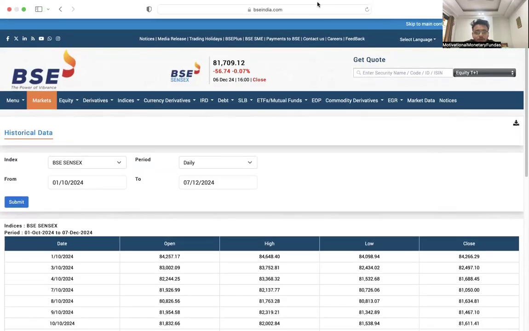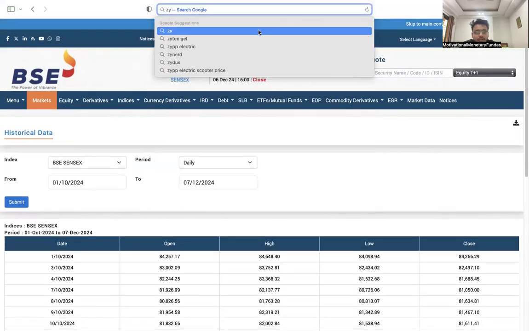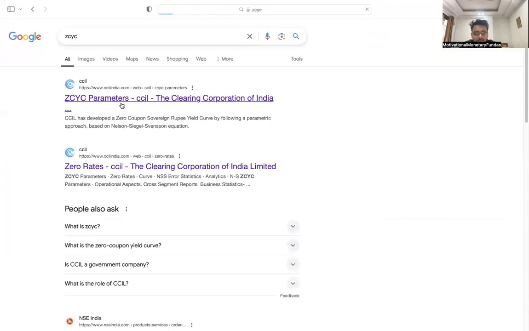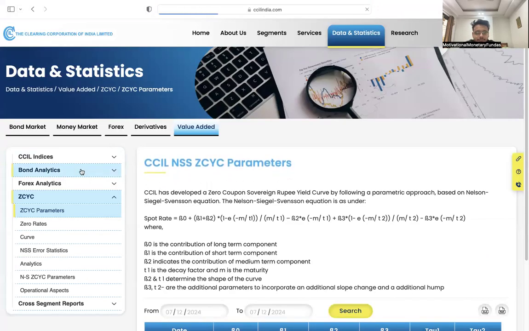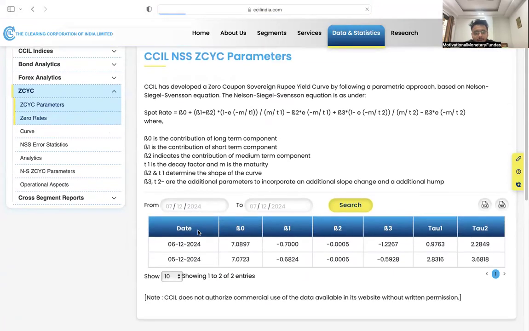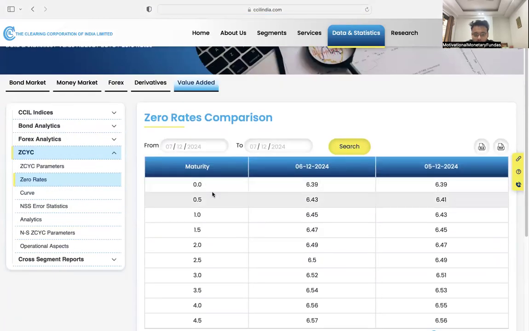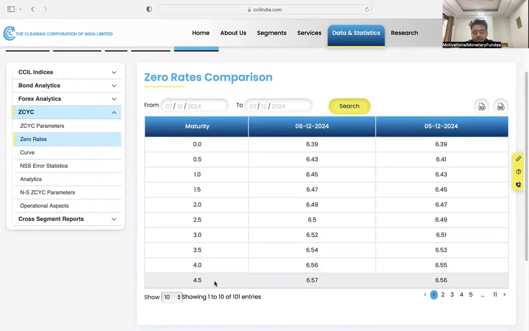Go to Google. You have a site which is called ZCYC, Clearing Corporation of India. They also give you numbers. You go to the ZCYC, you go to the zero rates, and you get all these numbers here. For a 2.5-year maturity, interest is 6.5 currently. For a 4.5, it is 6.57, and you can get the numbers for 5, 10 years. Or simply you can just type on Google कि भाई मुझे 5 ईयर का ट्रेजरी बॉन्ड यील्ड रेट चाहिए.